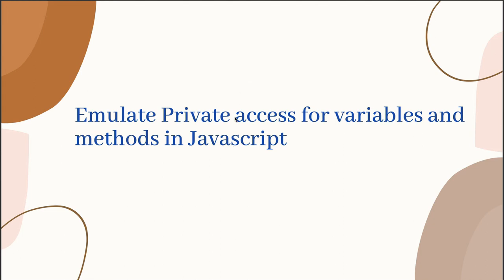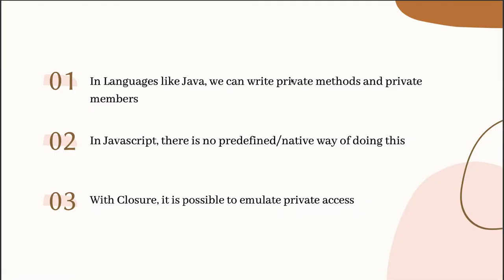Hi, today we'll learn how to emulate private access for variables and methods in JavaScript. If you look at other languages like Java, we can create our own private methods and private members, which we can access only within the methods of that particular class. We cannot access private methods or private members from outside of this class.